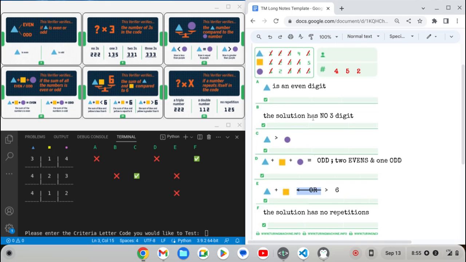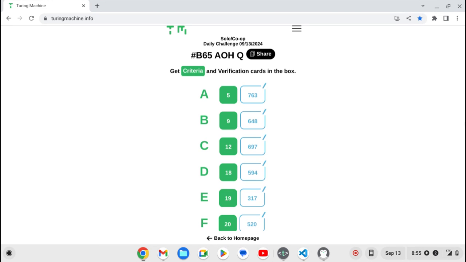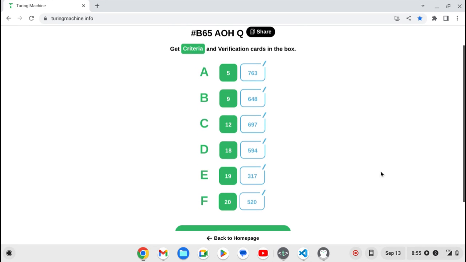It sure is. The solution has no 3-digit, that's right. The first digit is bigger than the last, it is. The sum is odd. Yeah, 4 and 5 is 9, 9 and 2 is 11. That is odd. We do have 2 evens and an odd. That was a deduction. The sum of the first 2 is greater than 6. Yes, 4 and 5 is 9. And no repetitions. Yep. So it looks like we got it. But let's actually confirm, and let's see if 452 is correct.